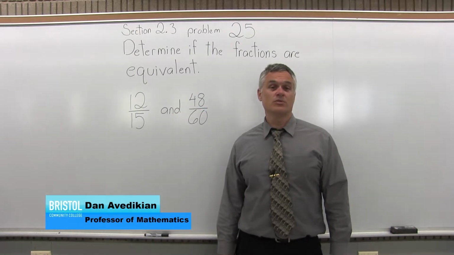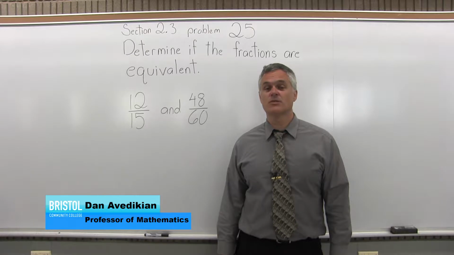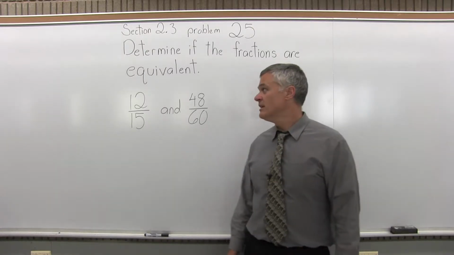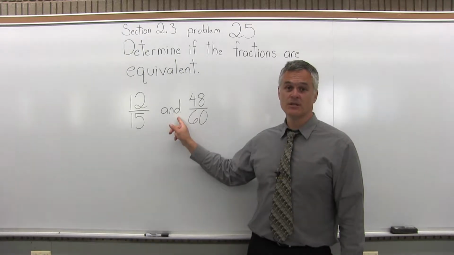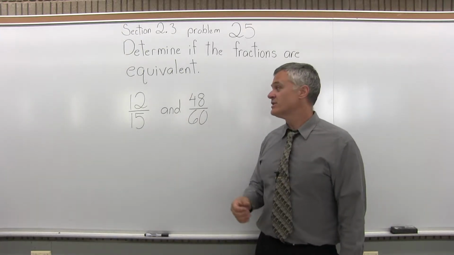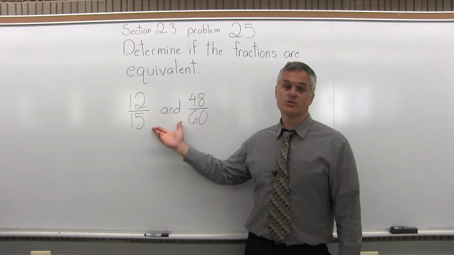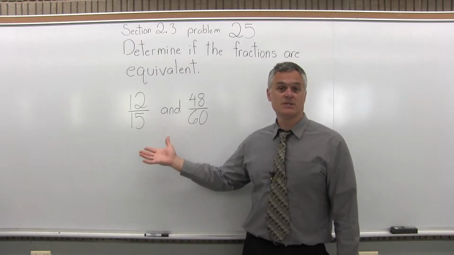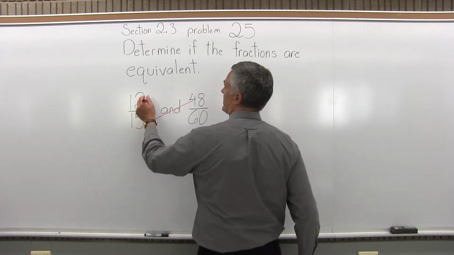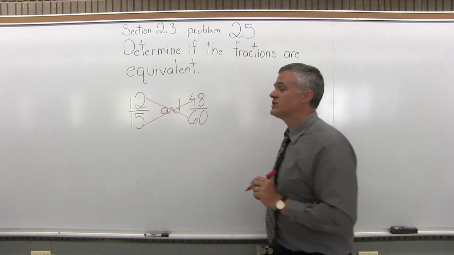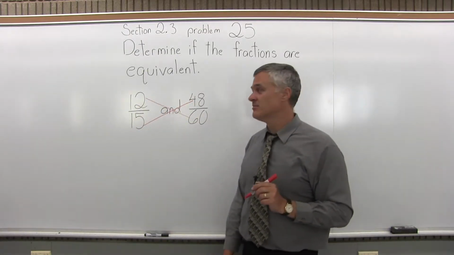This is Section 2.3, Problem 25. It says determine if the fractions are equivalent. One fraction is 12 over 15 and the other fraction is 48 over 60. So there are two approaches to a question like this. You could reduce both fractions to their simplest form and see if the answers come out the same. Or you could multiply the numerator of one fraction times the denominator of the other fraction and see if the results come out the same.